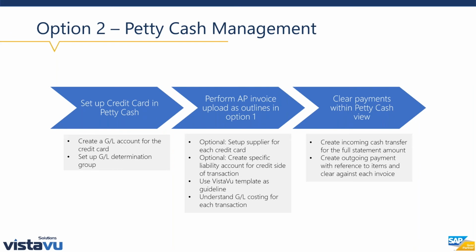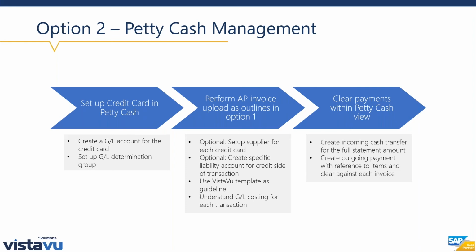So to do that, there's some configuration setup that needs to be done as well. First of all, you have to set up your credit cards in petty cash. To do that, you have to create a GL account for the credit card, and also set up a GL determination group, and then tie it to that petty cash / credit card.